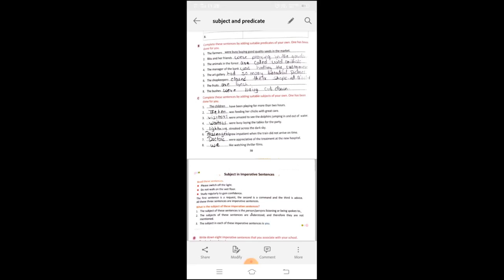Were amazed to see the dolphin jumping in and out of water. Who will be amazed? The visitor of aquarium will be amazed. So the visitor becomes subject. Were busy laying the tables for the party. So who will lay the tables for party? Maybe waiters. So the waiters becomes subject.